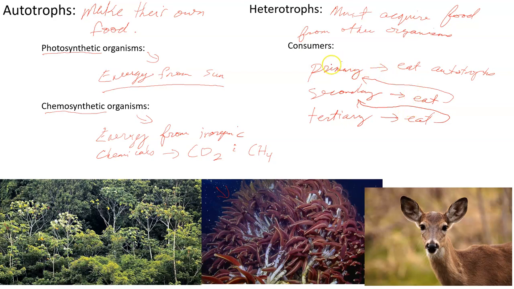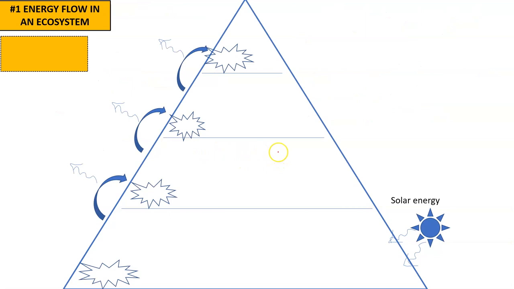But you do need to know these main concepts: primary, secondary, tertiary consumers. Know what a heterotroph is. Know what an autotroph is. Know the difference between a photosynthetic organism and a chemosynthetic organism. Again, photosynthetic, they get their energy from photons in the sun. Chemosynthetic organisms get their energy from inorganic chemicals such as CO2 and CH4, to name a few.